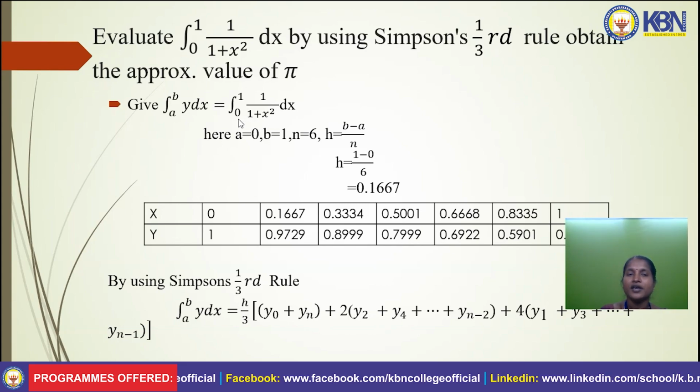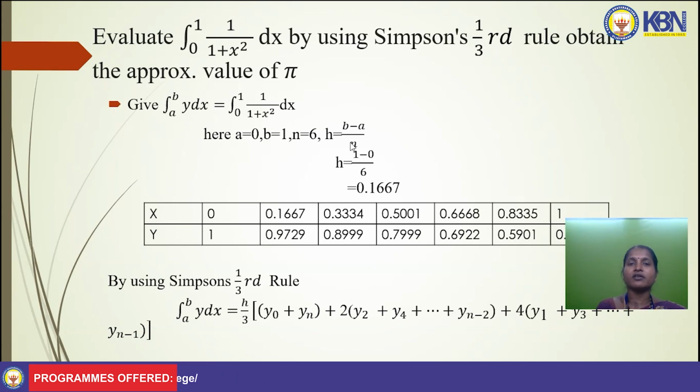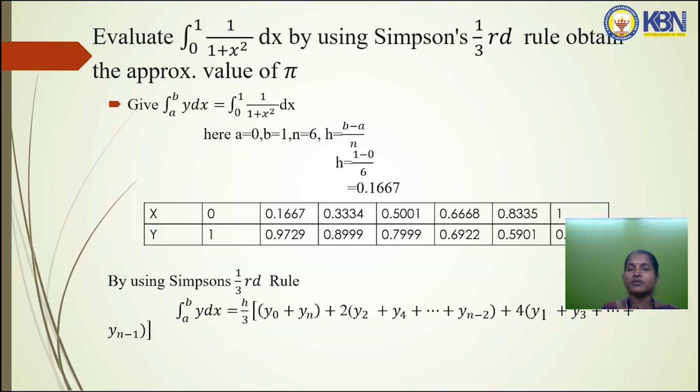Here a is equal to 0, b is equal to 1 and n is equal to 6, h is equal to (b minus a) by n. In Simpson's 1/3 rule, if n ordinates are not given, then obviously you can take n is equal to 6. So h value we can find out: 1 minus 0 by 6, that is 1 by 6. That value becomes 0.1667 approximately.